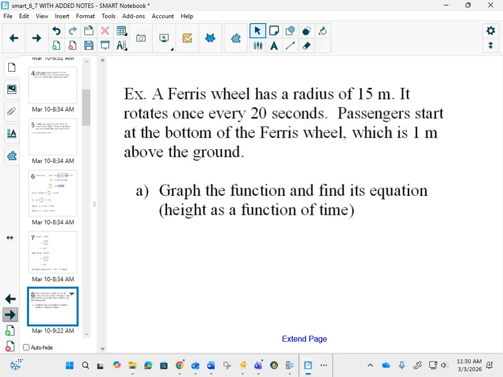Now, a more difficult word problem looks like this. They give you enough information to draw the graph, and if you can draw the graph, then you can find the equation. So here we have a Ferris wheel. Does everybody know what a Ferris wheel is? This is like you're at a fair, you've got one of these nice big wheels.